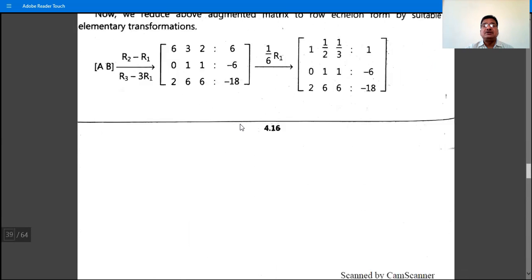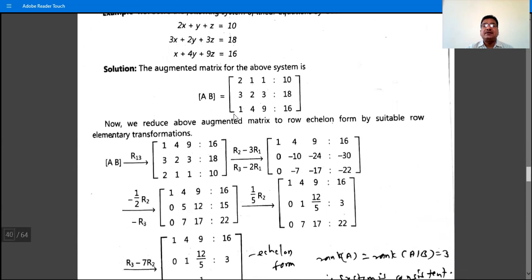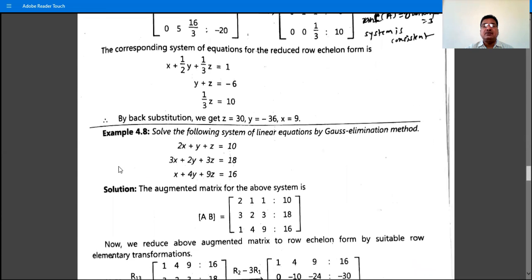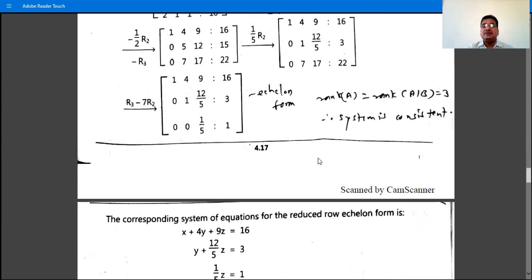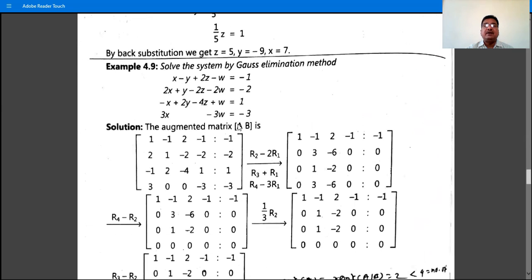Next problem is on the Gauss elimination method. To solve all these problems by the Gauss elimination method, this is the augmented matrix. Reduce the matrix to echelon form, and if you observe, the rank of A is 3 and rank of AB is 3, and therefore the system is consistent. Rank of A is equal to rank of AB is equal to 3, which is equal to the number of variables. The number of variables in the system is 3: x, y, z. Therefore the system has a unique solution, and this is the solution of the system, with unique values of x, y, z.